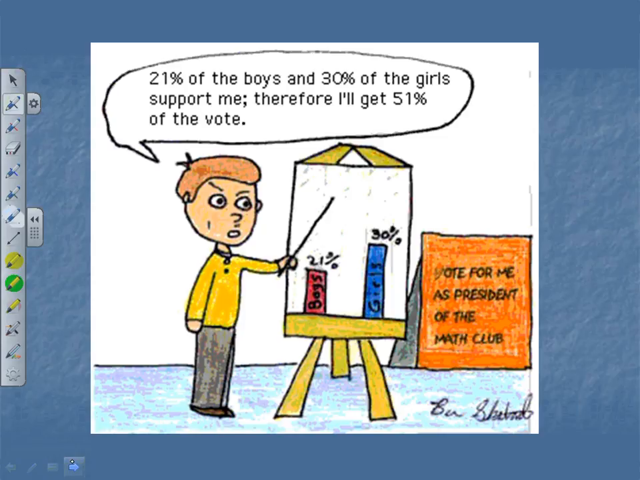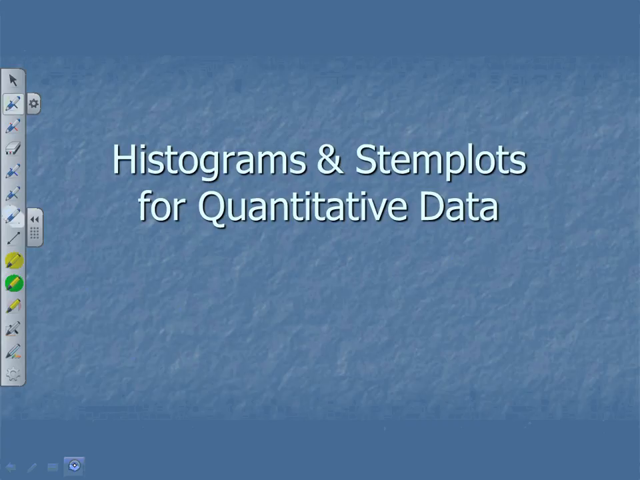Don't know why this cartoon is on it, but it's kind of funny. This is the president of the math club that says that since 21% of the boys and 30% of the girls support him, he'll get 51% of the vote, which we know can't happen.